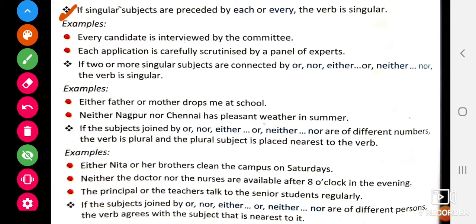If singular subjects are preceded by each and every, the verb is singular. Whenever we have each or every before any subject, the verb has to be singular.